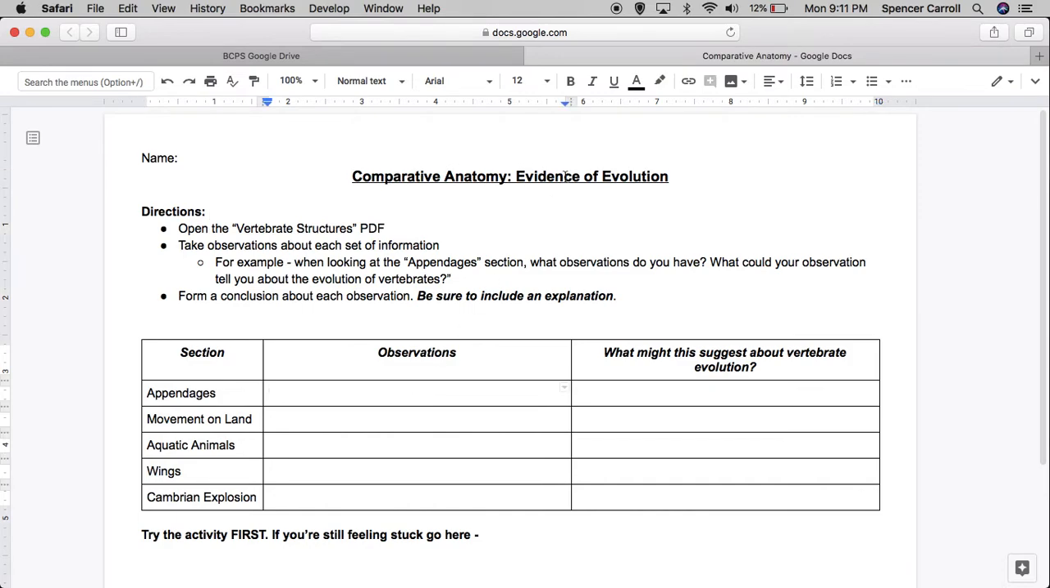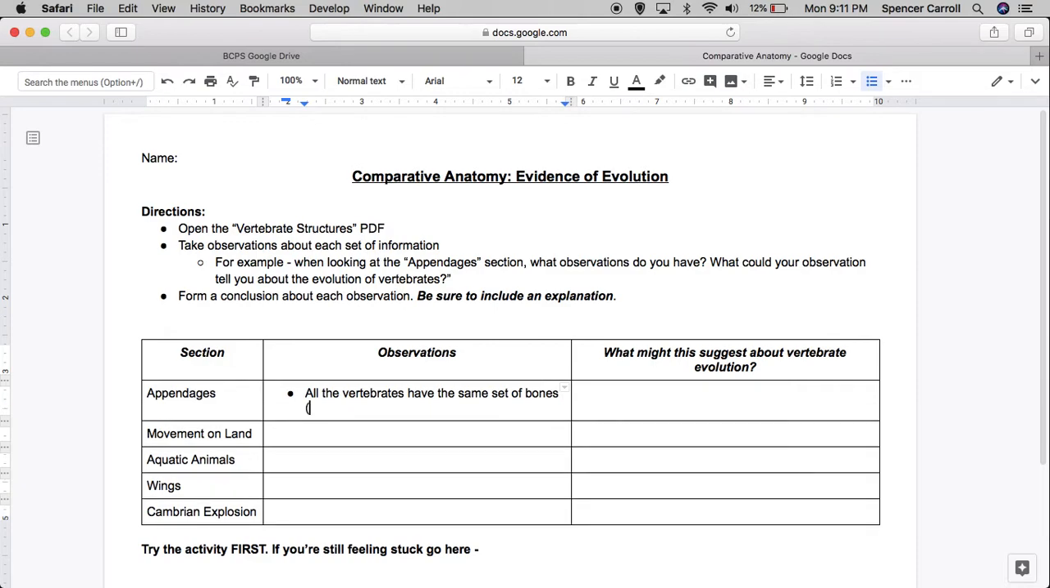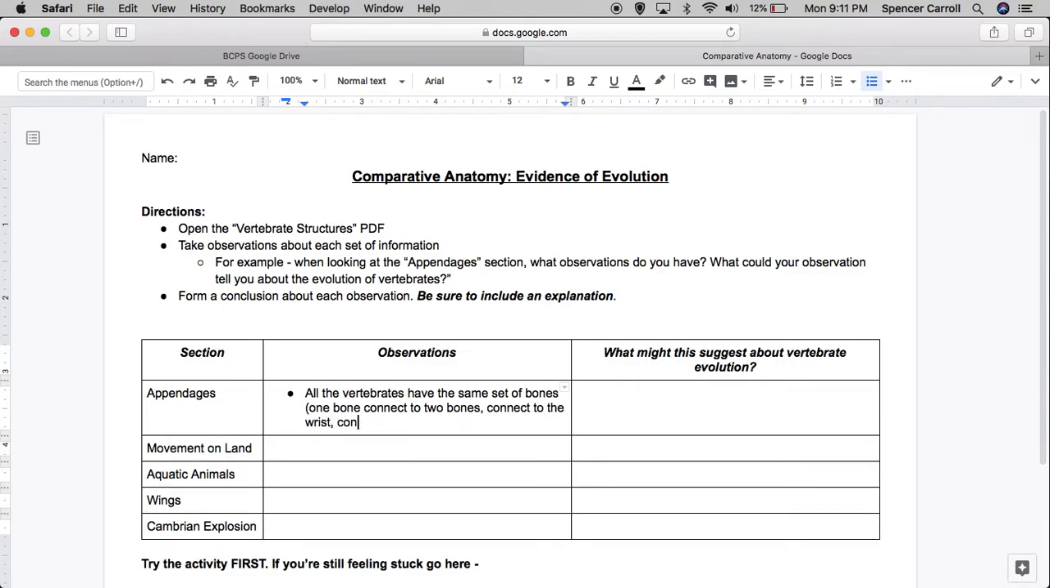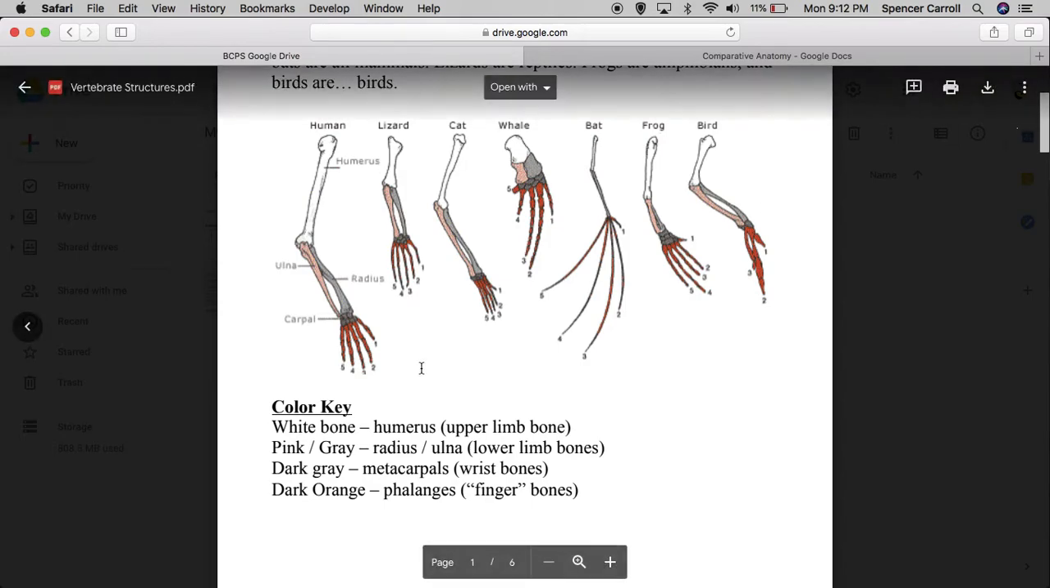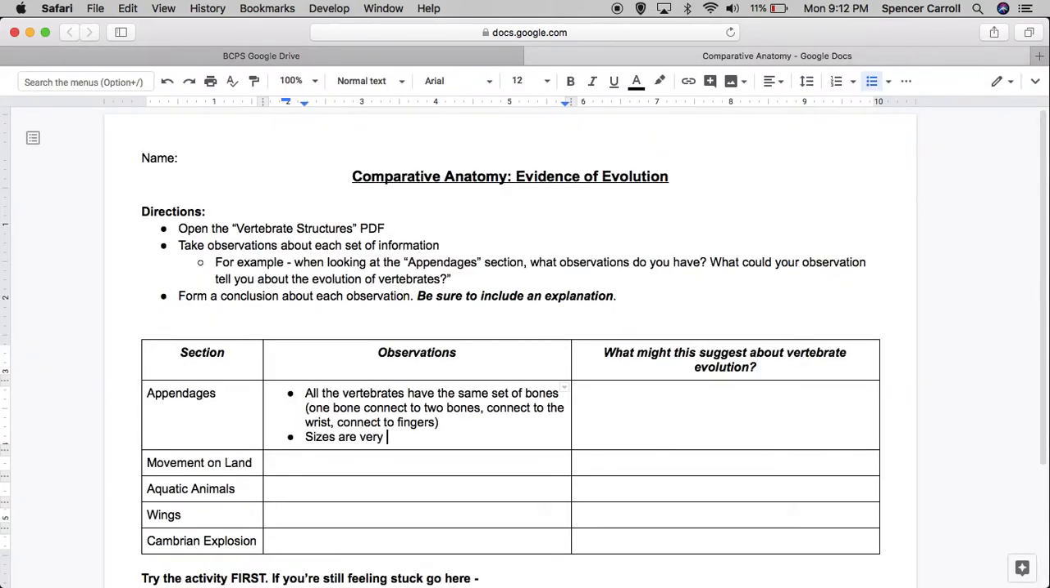Now that sort of observation is something I could put in here. Maybe I'm going to use a bulleted list just to make it clean. All the vertebrates have the same set of bones. And I'm going to simplify and just say 1 bone connects to 2 bones, connects to the wrist, connects to fingers. I might also notice the sizes are very different, but the order is not.